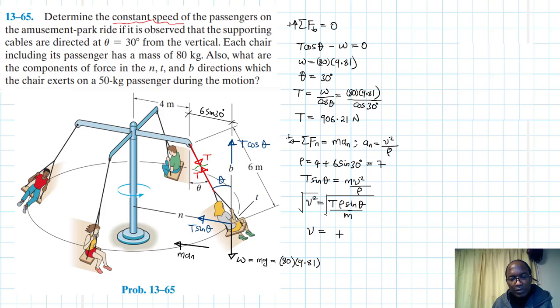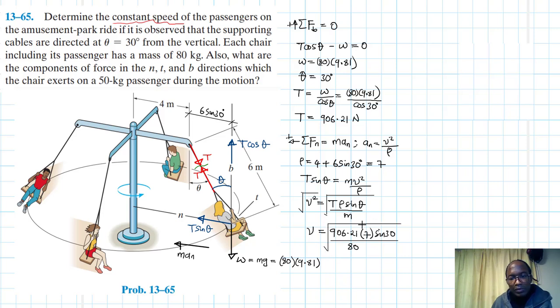our T is just 906.21 times rho, which is a 7, then sine 30 divided by M, and our M in our case here is just equal to, this M incorporates the mass of the passenger and the chair, which is 80, right? Okay, and everything under the square root.